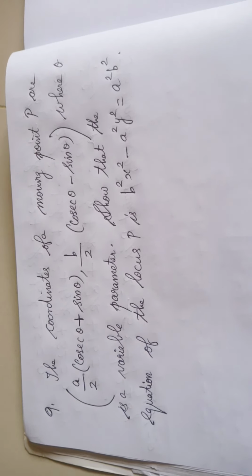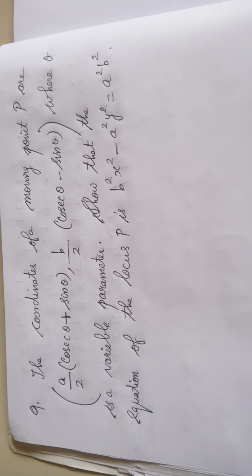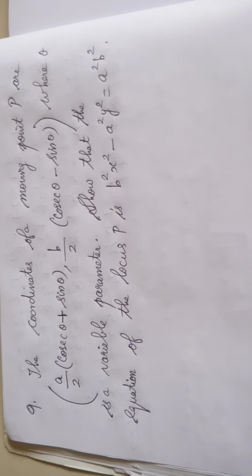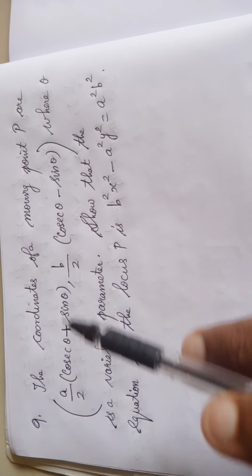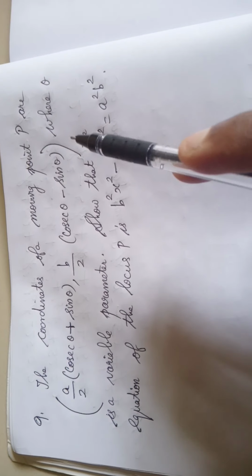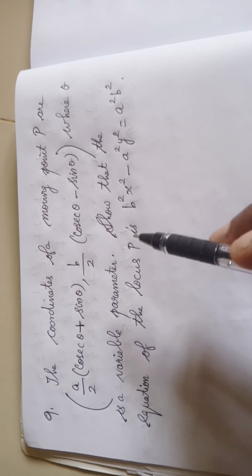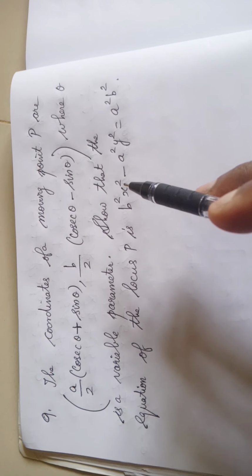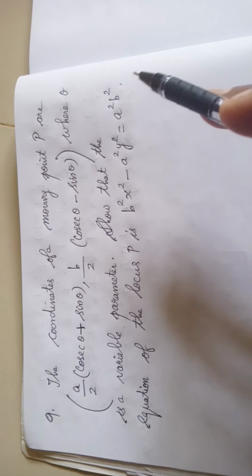Very good morning, students. Now we are going to see the ninth problem in exercise 6.1, two-dimensional analytical geometry. The coordinates of a moving point P are (a/2)(cosec θ + sin θ), (b/2)(cosec θ − sin θ), where θ is a variable parameter. Show that the equation of the locus of P is b² x² − a² y² = a² b².